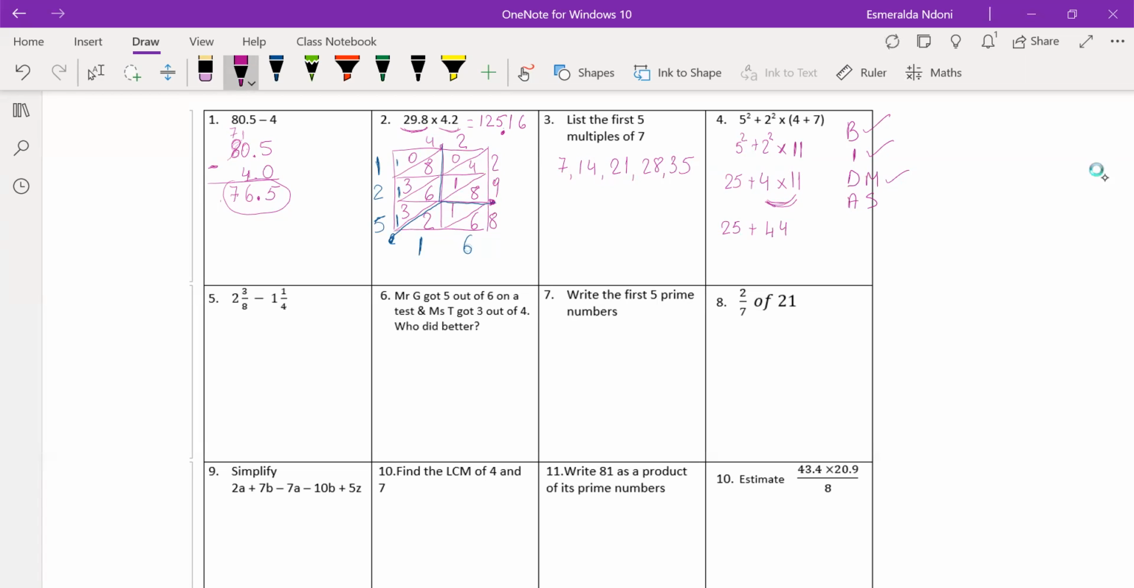Now I have an addition to do. 44 add 25, or 25 add 44, is the same thing with addition. 9, 6. The answer is 69. And that's finished.